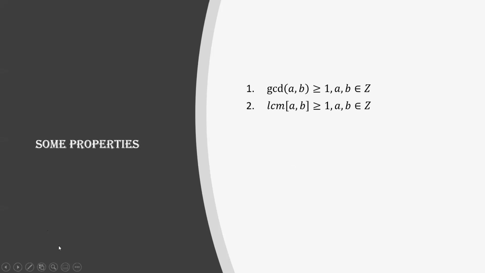And the second one is the LCM of two integers is also greater than 1. It has similar reasons, and for more details, you can visit Wikipedia or other encyclopedias. Okay.